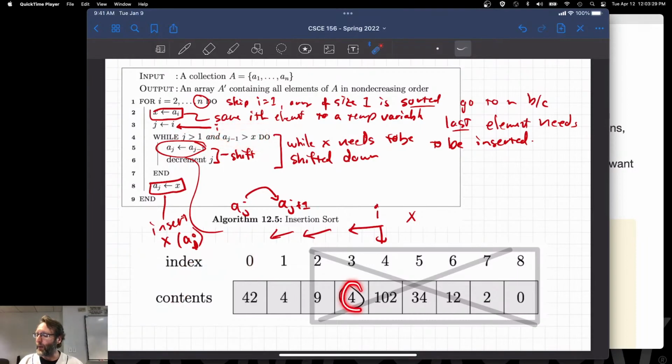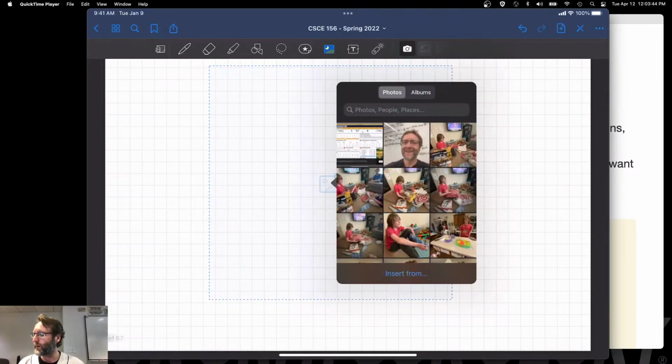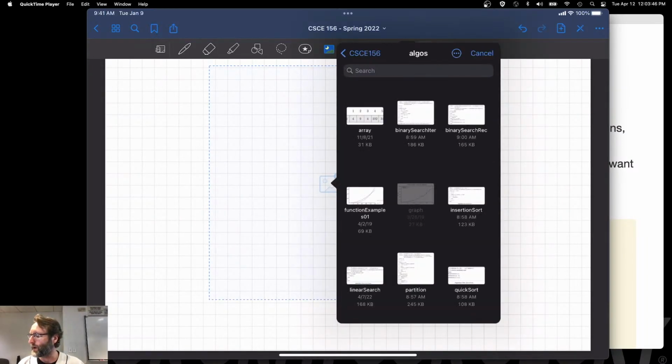I'm taking this element and I'm saying, well, does it need to be here? Does it need to be here? Does it need to be here? Okay? So now this one is going to be a little bit more complicated to analyze. All right? Let's insert a clean version of it. There we go.